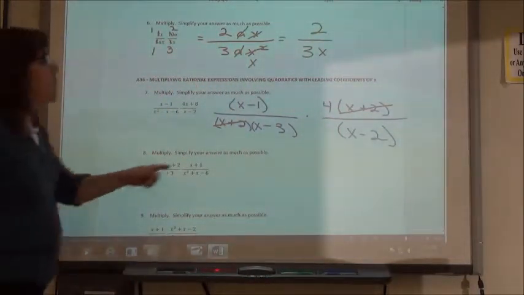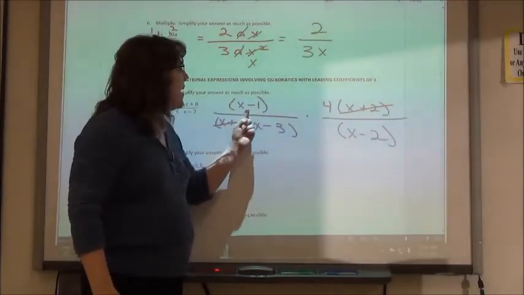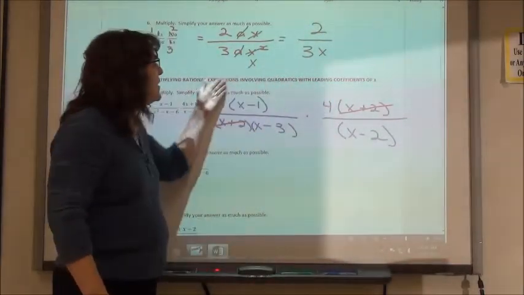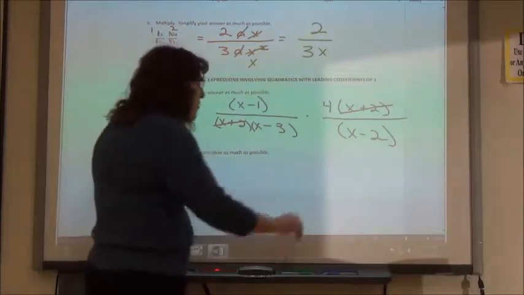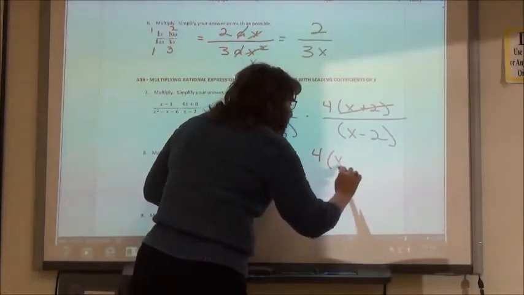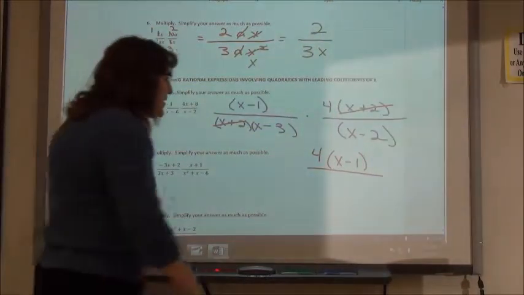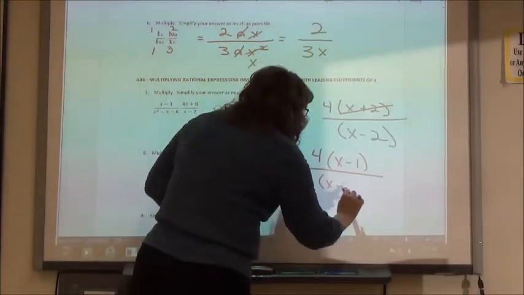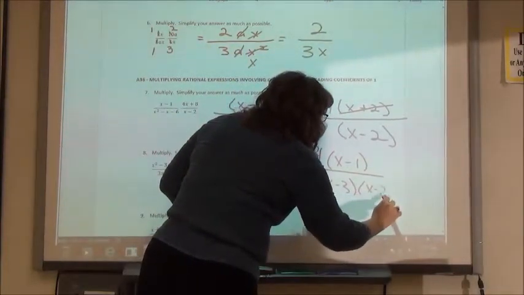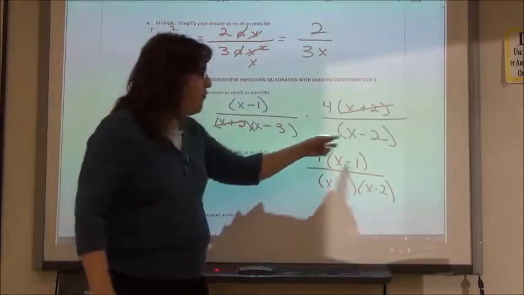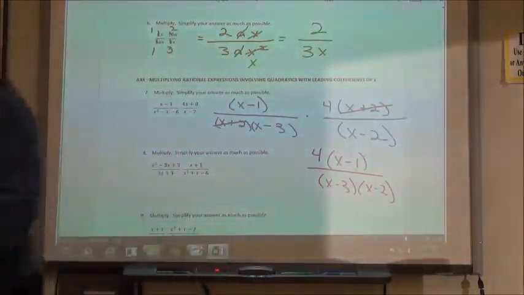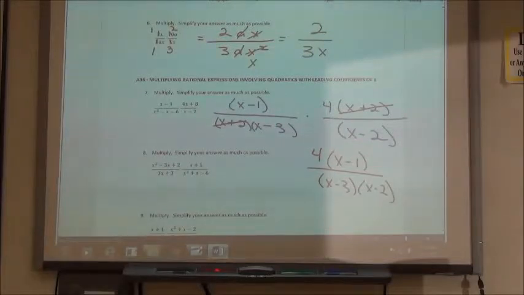When I write my answer, it's x minus 1 times 4, but we know we usually like the 4 in front. It looks prettier there. So they're going to write it as 4 times x minus 1 on the top. The bottom, the order doesn't matter. You have an x minus 3 and an x minus 2. And if you put the 4 behind the parentheses, it's the same thing. It just looks weird back there.